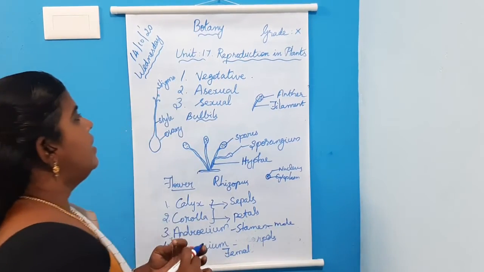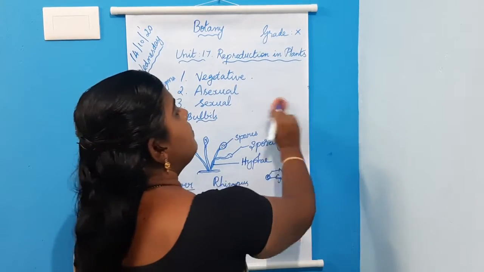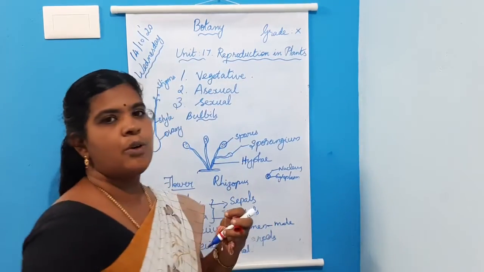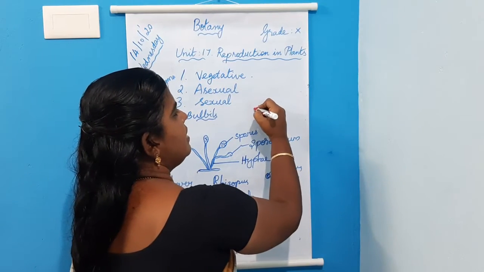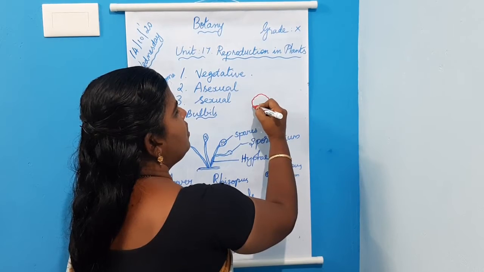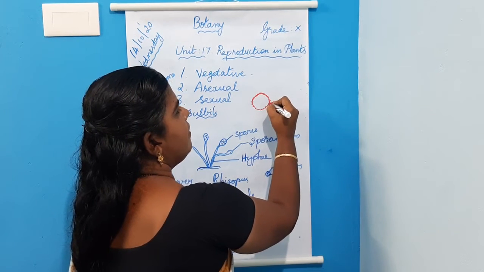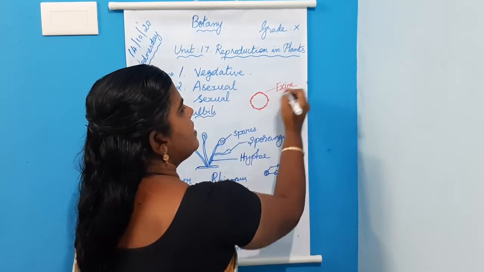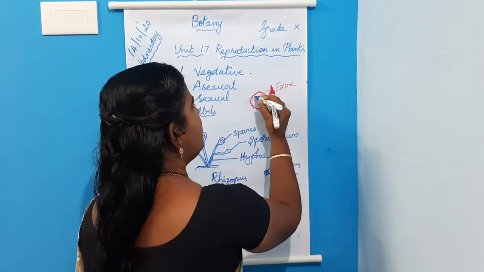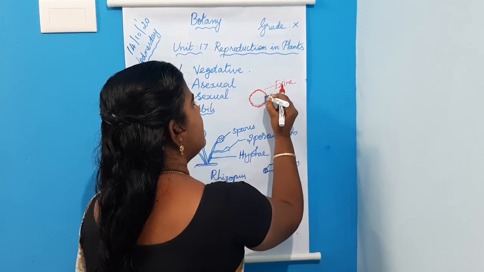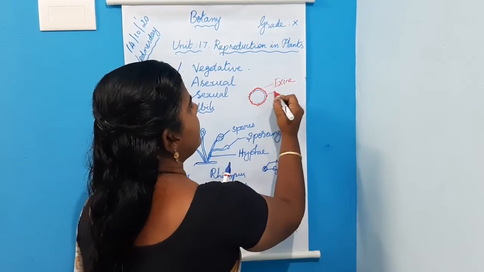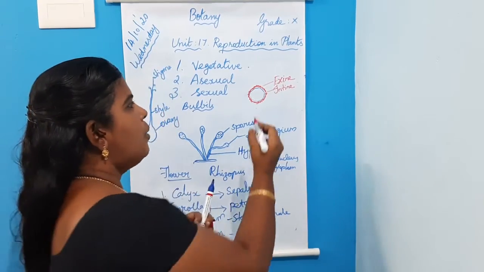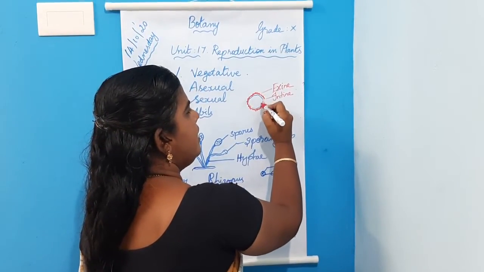It encloses the egg. Listen, now you are going to learn the structure of pollen grain. Each pollen grain has two walls, a two-layered wall: the outer exine and the inner thin intine. So each pollen grain consists of a double-layered wall, outer thick exine and inner thin intine.